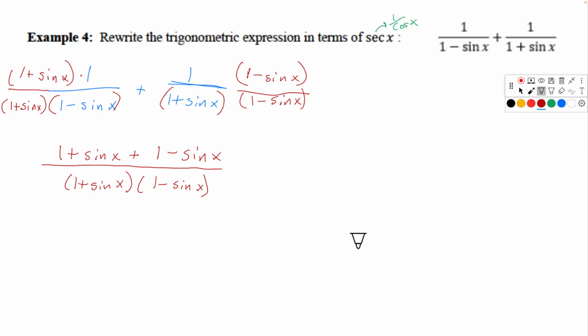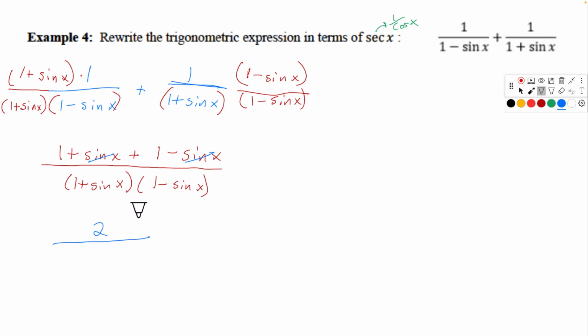And sometimes it's hard to know whether we should FOIL that out, or should we just leave it? But since we're trying to get it in terms of secant, if we don't do anything with it, it's always going to be sine, right? So we kind of get to work at these. So let's try to simplify it as much as we can. So here we have a positive sine x and a negative sine x, so that becomes 0. We have a 1 plus 1. So in the numerator, we end up with 2.